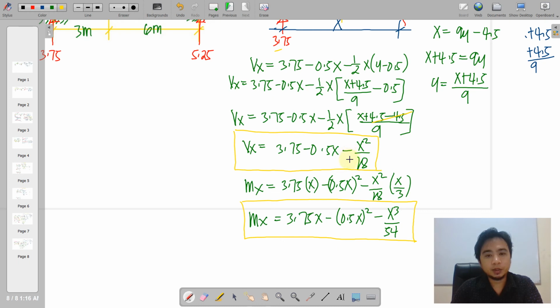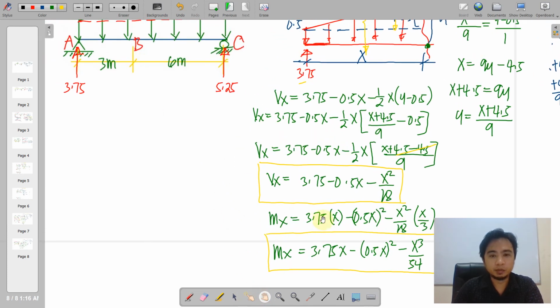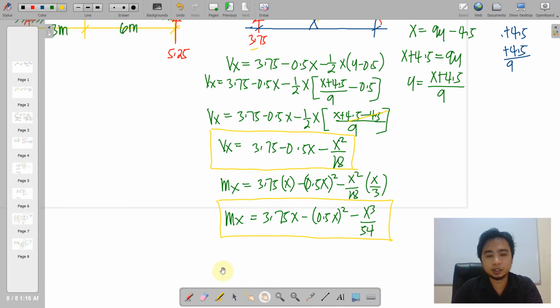So in the problem, it requires the shear at x is equal to 3 meters, or what is the shear at point B. So let us just substitute when x is equal to 3. We substitute in the equation. The result is shear at B, and the answer is 1.75.